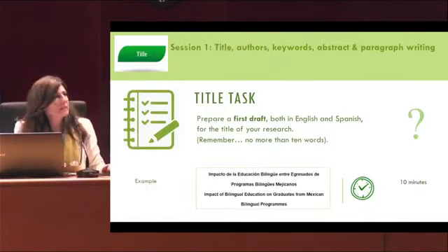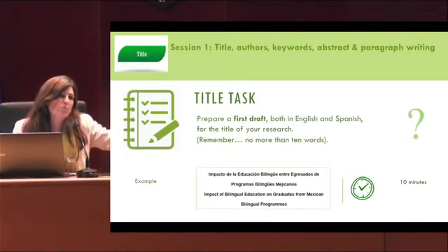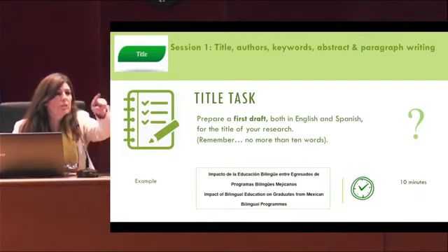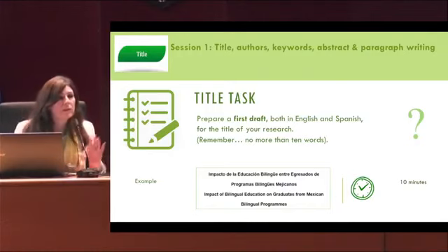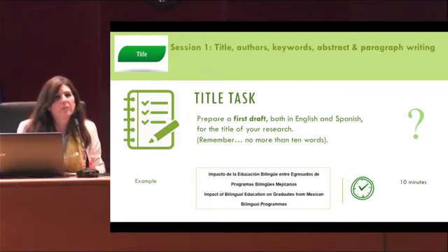So now your task. Prepare a first draft, both in English and Spanish, or in English and in your mother tongue, I don't care, for the title of your research, the research that you have been explaining in groups, right? Remember, no more than 10, 15 words. There you got an example, impacto de la educación bilingüe entre egresados de programas bilingües mexicanos, and in English, impact of bilingual education on graduates from Mexican bilingual programs. I can give you, well, 10, 5, 8 minutes, so let's do that in groups, okay?